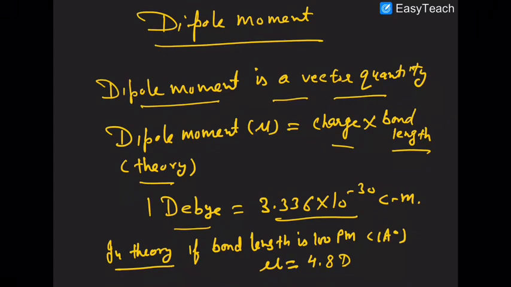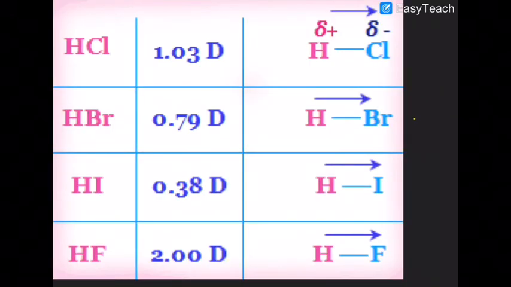Now in case of HCl it is found to be 1.03 D. In case of HBr it is found to be 0.79 D. In case of hydrogen iodide it comes out to be 0.38 D, and in case of HF it is nearly about 2 D. So these are the various dipole moment values of hydrides of halogens.